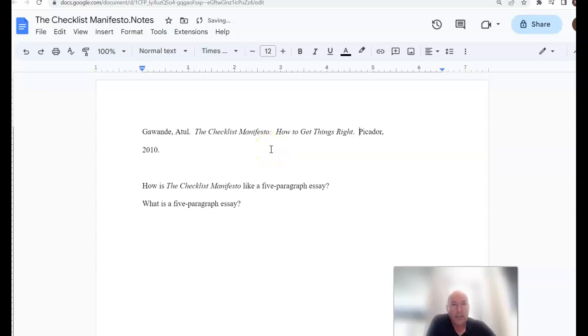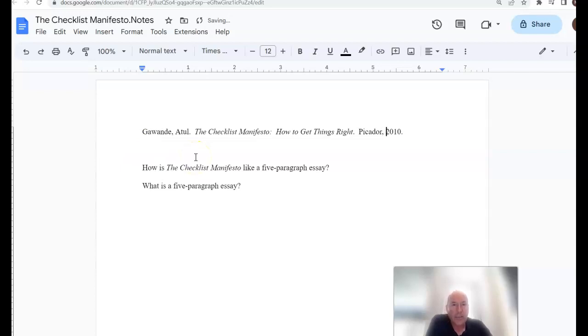Picador is the publisher. Again, it's easiest to find it just on the spine of the book, but if you look at the title page, you'll find it there too. And then the date of publication is 2010. And I separate Picador, the publisher, and the date with a comma. I have a period to end it.